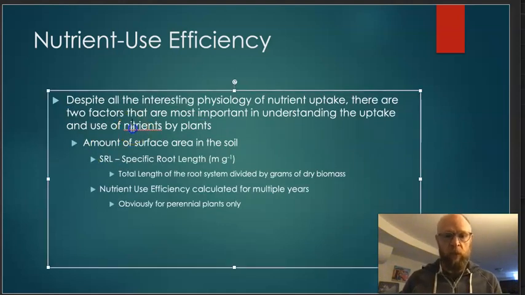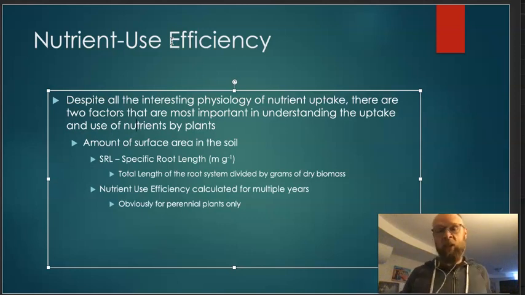So I'll let you read sections 1 and 2 yourselves. If you have questions, I'm more than happy to answer them and we can talk about them. But again, those sections are really talking about the physiology of nutrient uptake, which is really interesting and important.